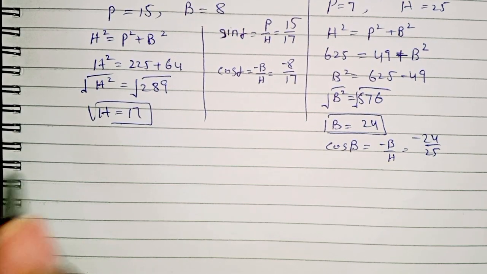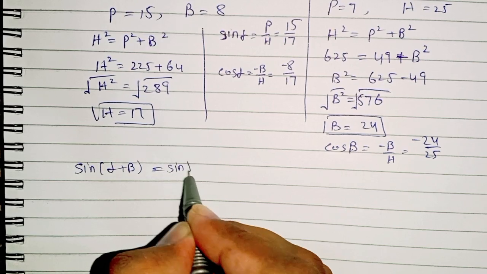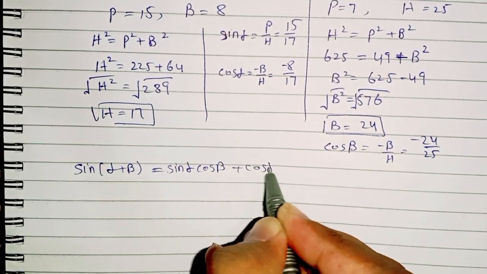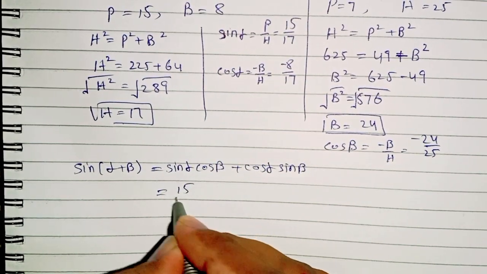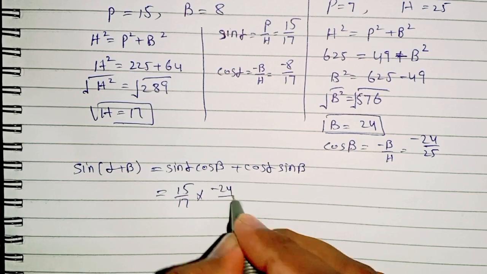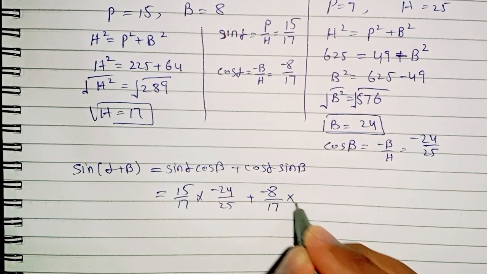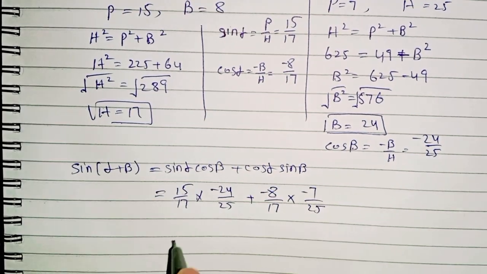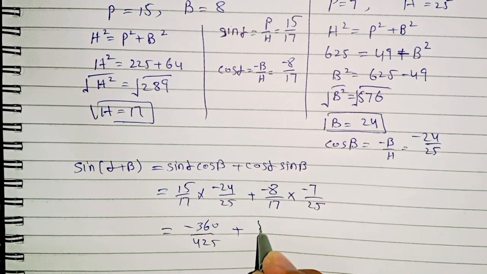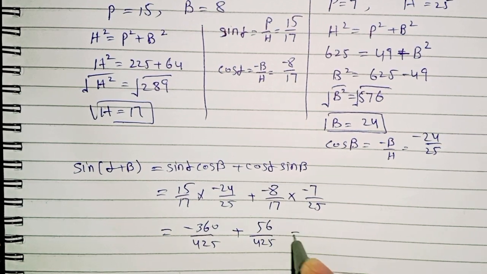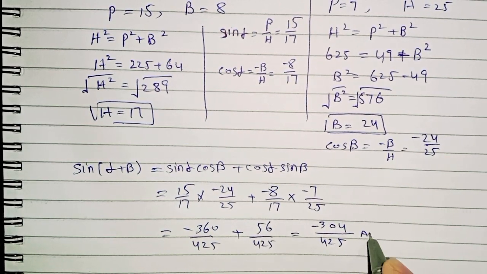Now using all these four values, first of all we find sine of alpha plus beta, which is equal to sine alpha cos beta plus cos alpha sine beta. Putting the values, sine alpha is equal to 15 over 17, cos beta is equal to minus 24 over 25, plus cos alpha, minus 8 over 17, and sine beta is equal to minus 7 over 25, which is equal to minus 360 over 425 plus 56 over 425. Taking LCM 425, we have minus 304 as required.